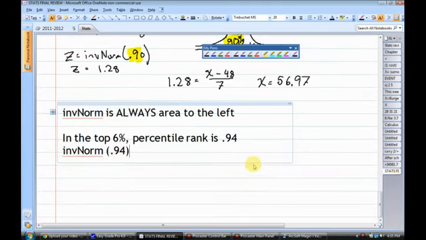All right, can you go over that again? In the top 6%, percentile rank is 0.94. So if you're in the 94th percentile, obviously. Okay, I get it. But honestly, if you don't convert it to percentile, you'll still get the same answer, because I'm doing it and I get the same answer.